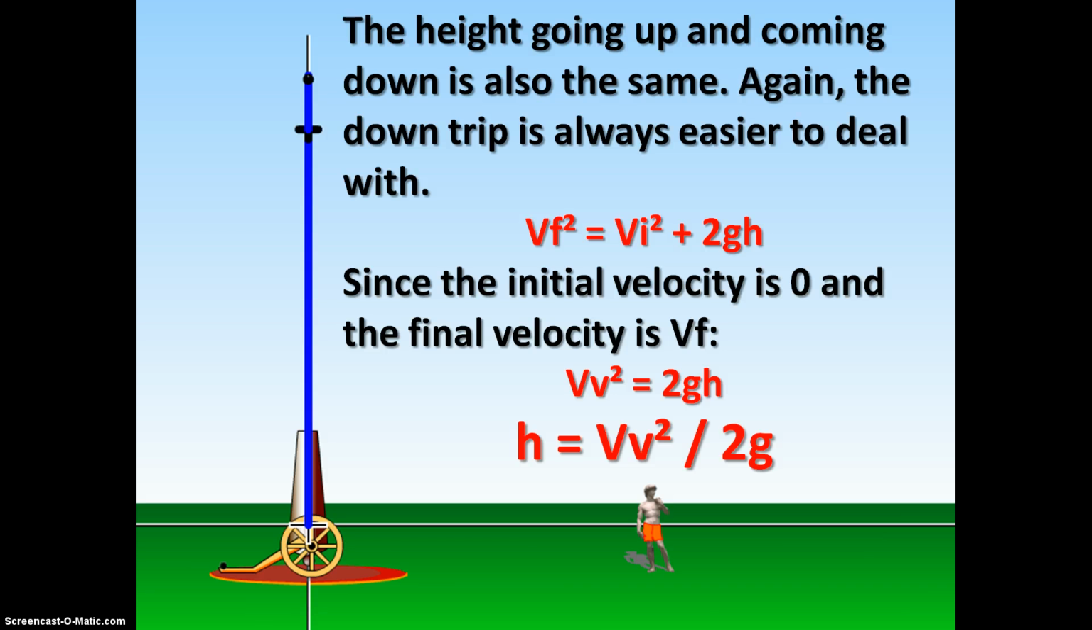Since the initial velocity is 0 and the final velocity is simply Vf, or actually Vv, then Vv squared is equal to 2gh. The height, when we rearrange, is going to be equal to Vv squared over 2g. So the height that the projectile rises to depends on its initial vertical velocity, Vv squared, divided by 2g.